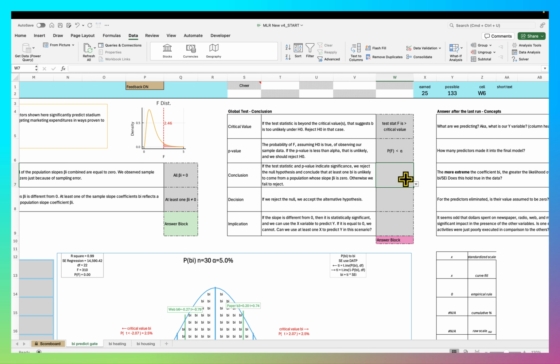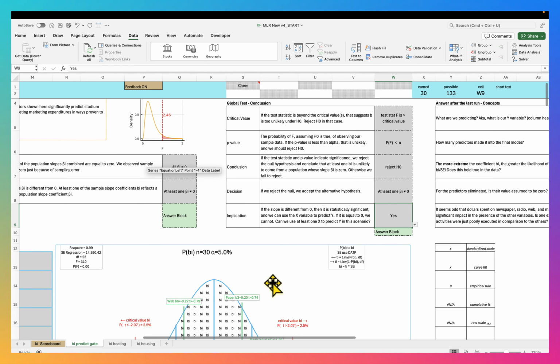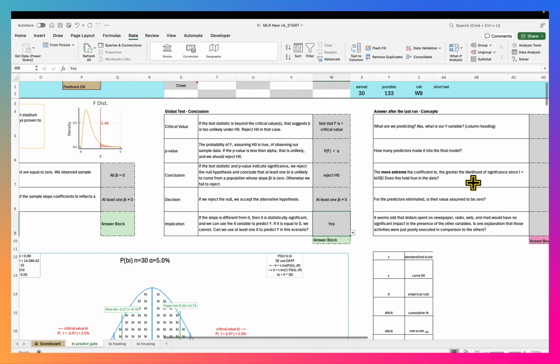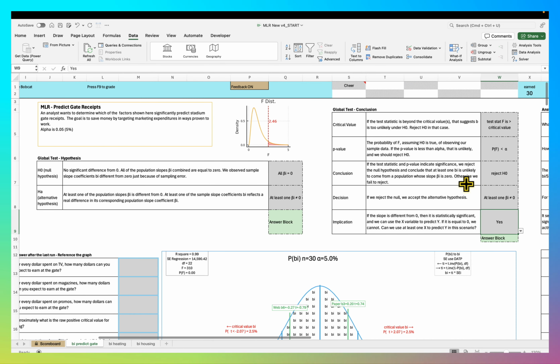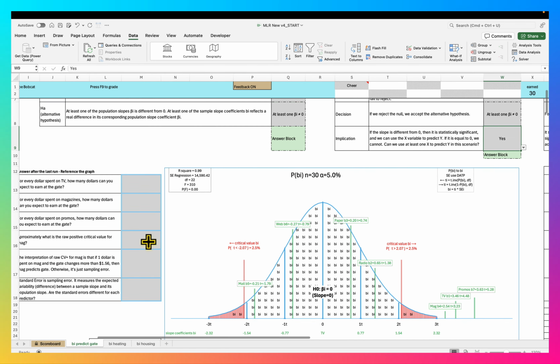All right, so we reject H0, and what we say is that at least one is not equal to 0. And yes, we can use at least one of these. In fact, it's going to end up being 3 of these to predict. All right, now we can't answer any of the other questions because these say after the last run, these say after the last run. So we've got to do some more runs.